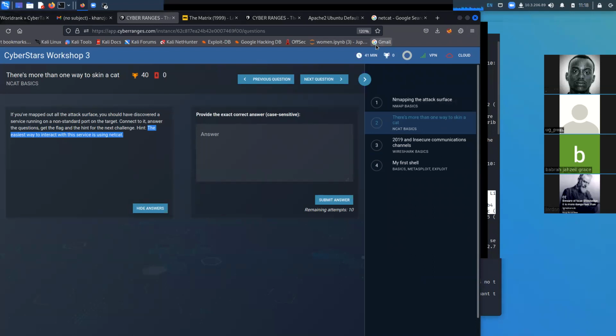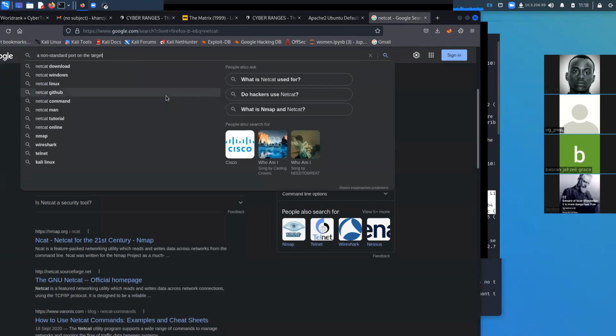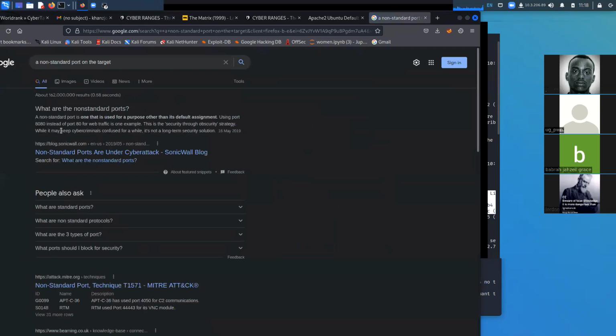Okay, so now this is real stuff. First of all, in this question, we should understand what a non-standard port is. Let me assume I don't know, I'm in a competition. I will head to Google and paste it there, and Google will tell me what a non-standard port is. A non-standard port is one that is used for a purpose other than its default assignment. For example, using this port instead of port 80 for web traffic is one example. This is a security through obscurity strategy.